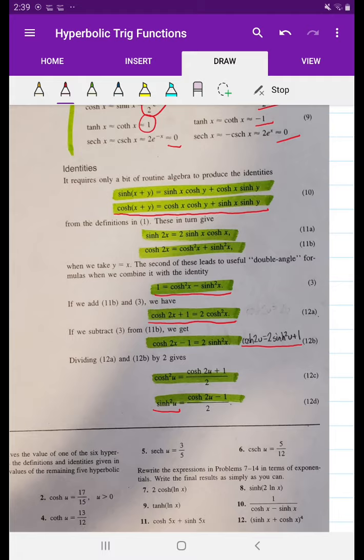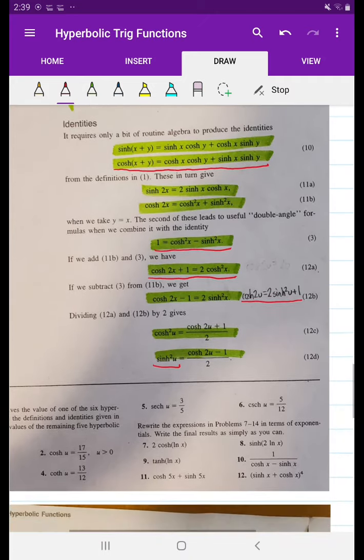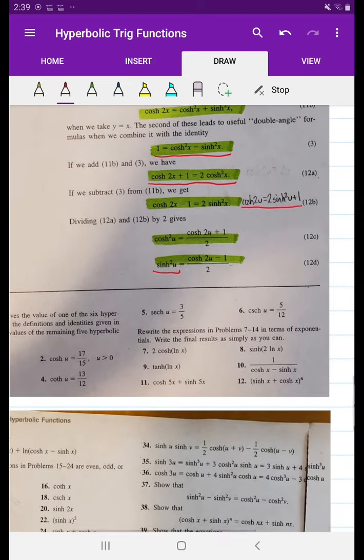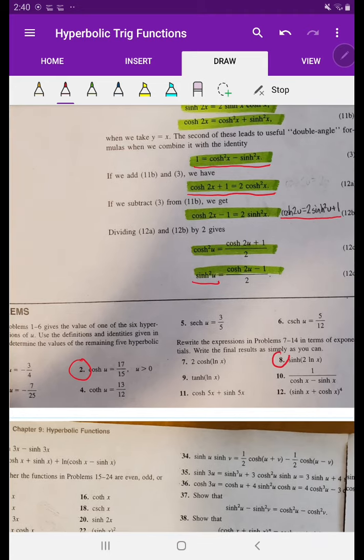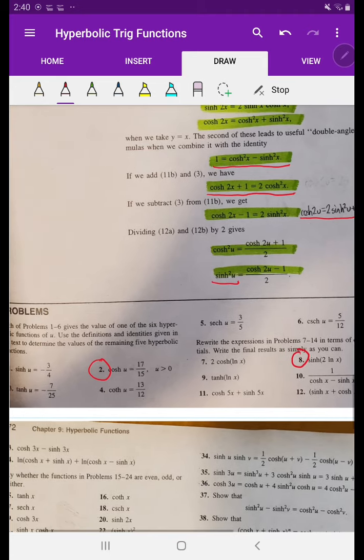Now, what I'd like to do is go through some classwork examples, and then together we'll do 2 and 8 from this, and then I'll cut you loose to do an assignment on your own, okay? So let's see, we'll do number 2, and then we'll do number 8 together, okay?